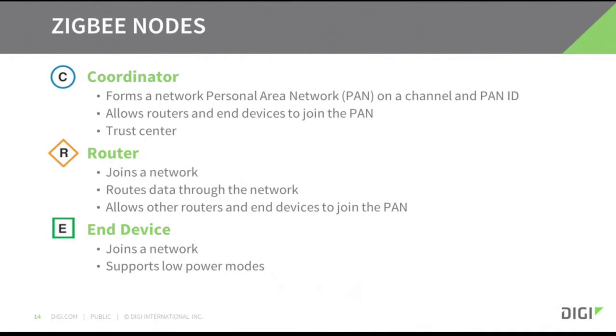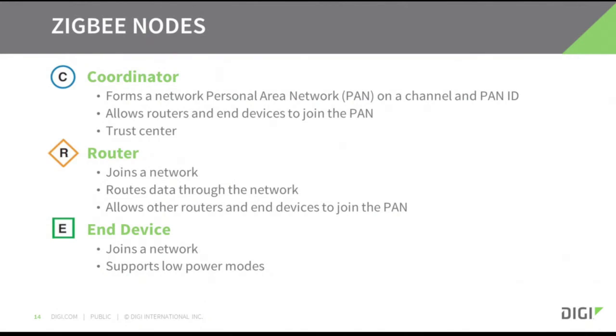End devices are simply devices that have a sleep mode enabled. Their primary purpose is for battery-powered, low-power devices that you want to get months or years of battery life out of. They are responsible for joining the network. They support very low power modes, but they are unable to route data for other nodes in the network.